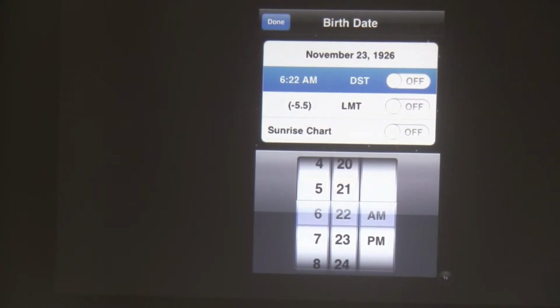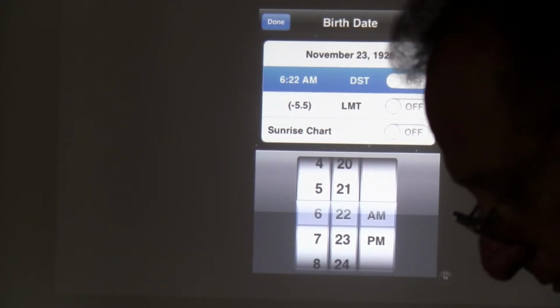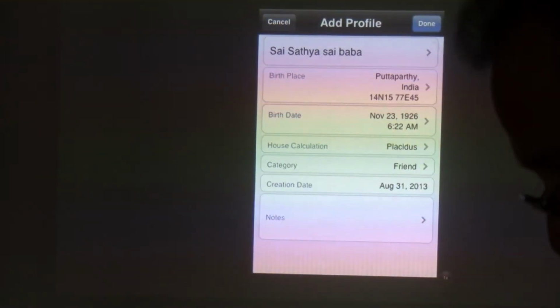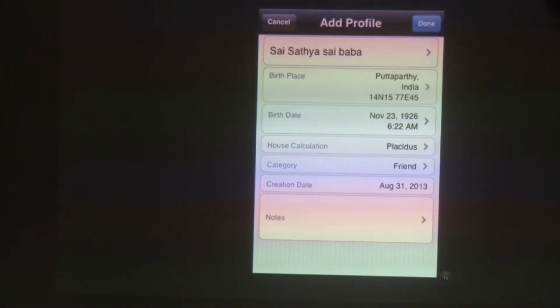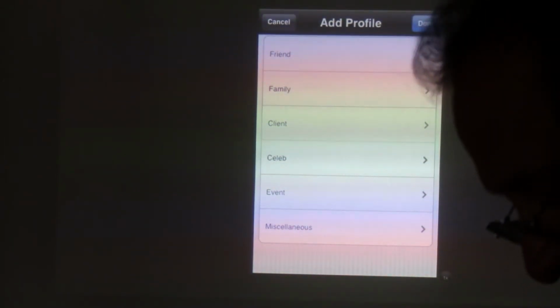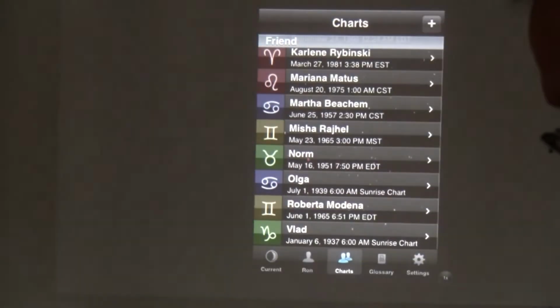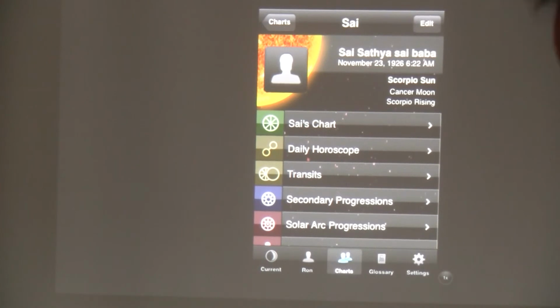a.m. There you go. Everybody with me? Did I do it right? Okay. We're done. And now you can even make a category for him. In this case, we can put friend, family, client, celebrity. We'll make him a celebrity. And then we're done. Actually, very good. Now, we've got the charts done.